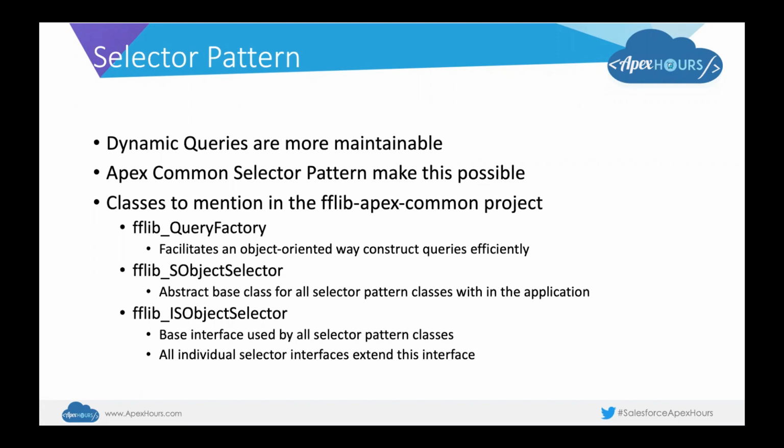The FFLib SObjectSelector is the abstract base class that all of your selector classes will extend. And so that provides the extra plumbing to manage the query factory and manage the convenience methods that are needed throughout the Apex Common framework. And then finally, the FFLib ISObjectSelector. Now, if you see an I right there, right after the underscore, that means it's an interface. And so again, this is the base interface for all the selector pattern classes, and we'll talk about why we need lots of different interfaces coming forward.